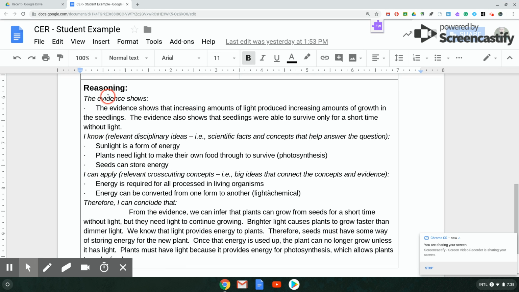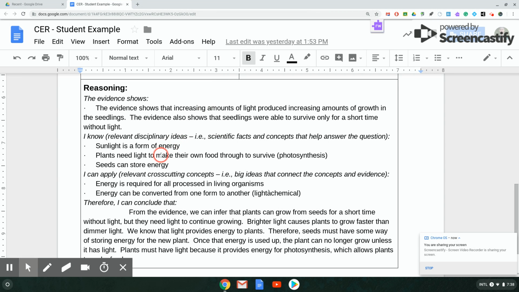So in this case, I wrote that the evidence shows that increasing amounts of light produce increasing amounts of growth in seedlings. The evidence also shows that seedlings were able to survive only for a short time without light. So that sums up the evidence without specifically using those numbers.